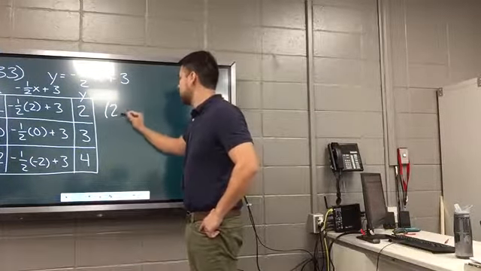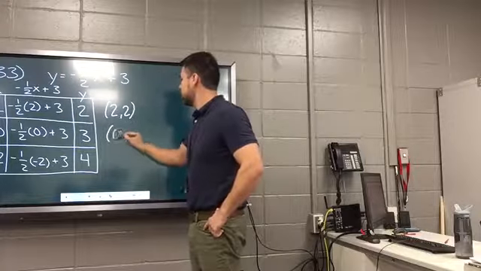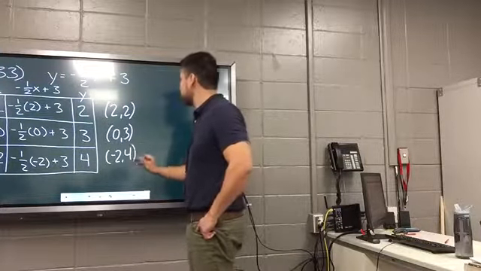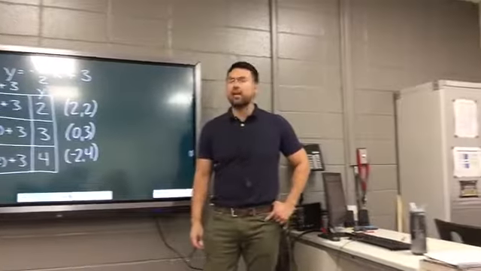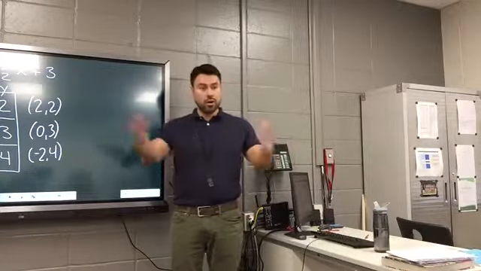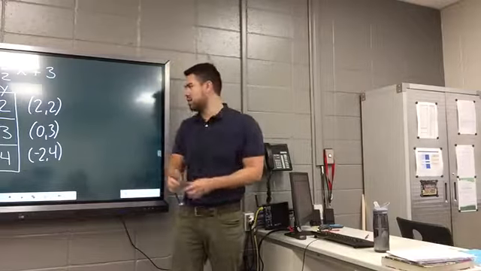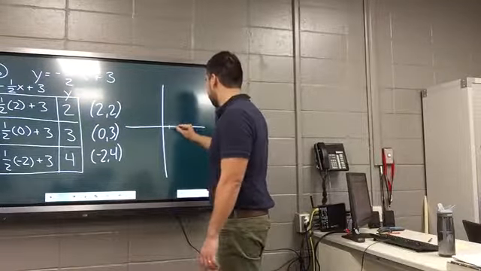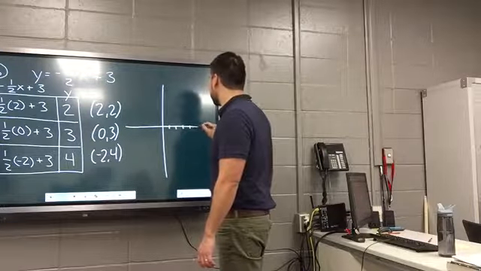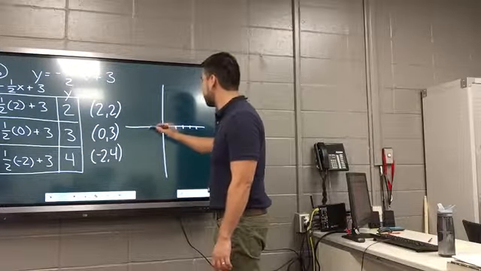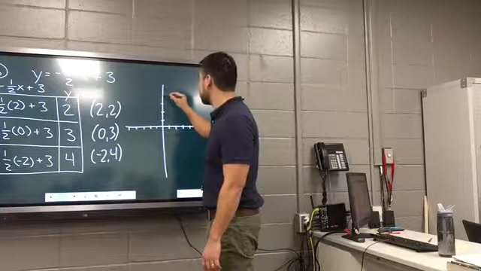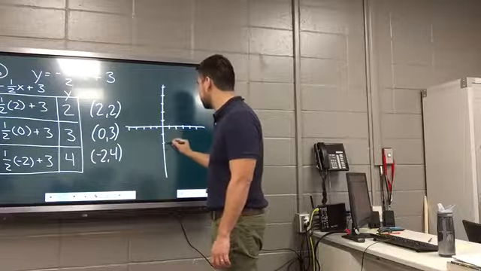Marissa? 2, 2, 0, 3, and negative 2, 4. So if I'm looking at those coordinates, I'm thinking I really don't have to go past 4 on any axis, positive or negative. So I'll draw mine up here. Use the tick marks that they give you on the graph paper, by the way. That's why we call it graph paper, because they already gave us a nice way to organize our graphs.